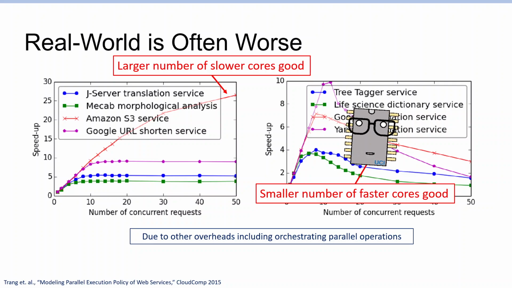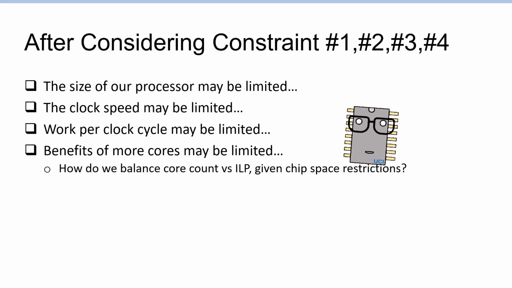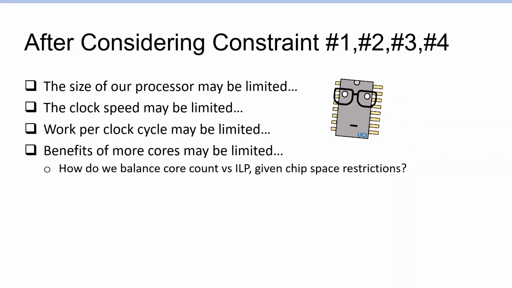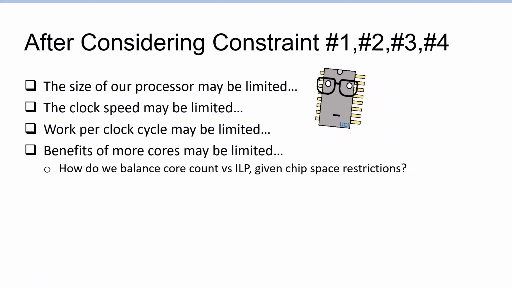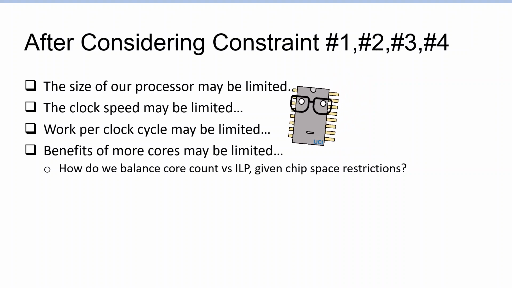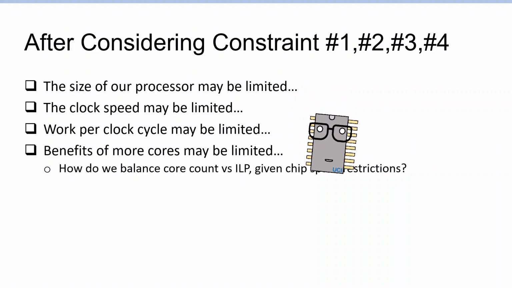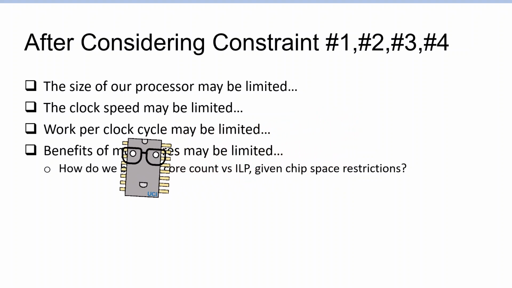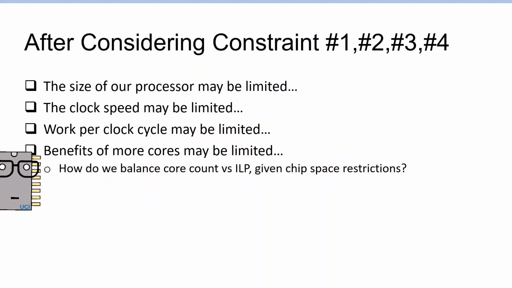Right. So after considering all of these constraints, 1, 2, 3, and 4, we observe that the size of our processor may be limited due to cost per chip space. The clock speed may be limited due to timing and delay issues. Work per clock cycle may be limited because of ILP limitations, and the benefits of more cores may also be limited due to Amdahl's law.